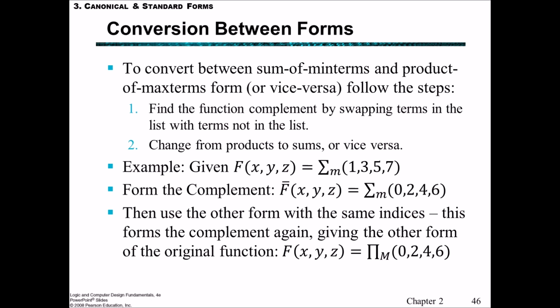So the basic steps to convert between the sum of the minterms and product of max terms, or back and forwards, is to find the function complement by swapping the terms in the list with the terms that are not in the list. Let's change from products to sum. So for example, this function, if the sum of the minterms is the first, third, fifth, and seventh minterms, then we form the complement. We have the sum of the minterms with the indices that are missing from the list, and then use the other form with the same indices that forms the complement again, giving the other form of the original function.